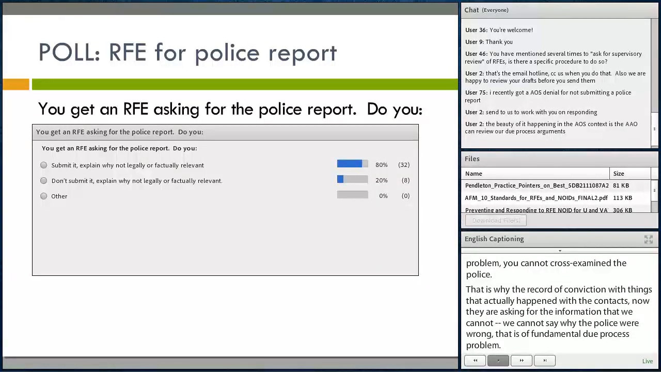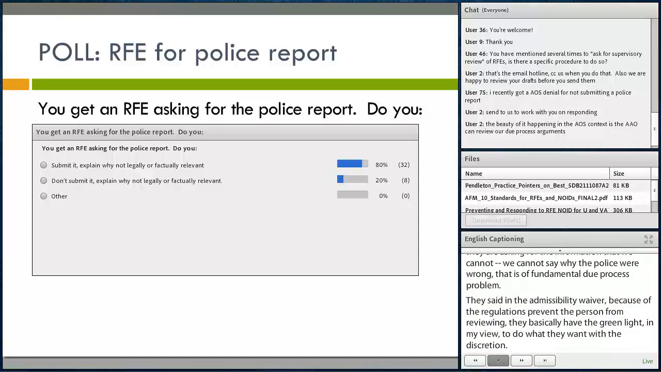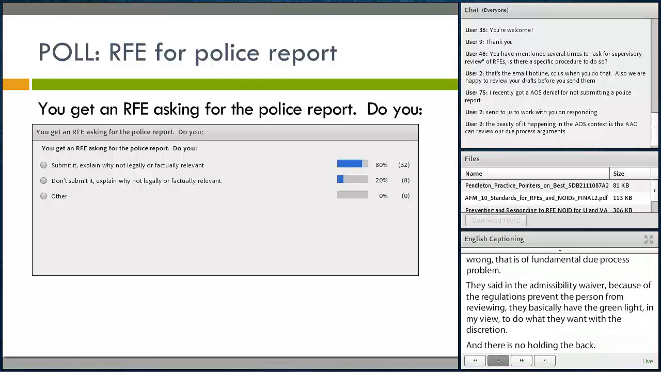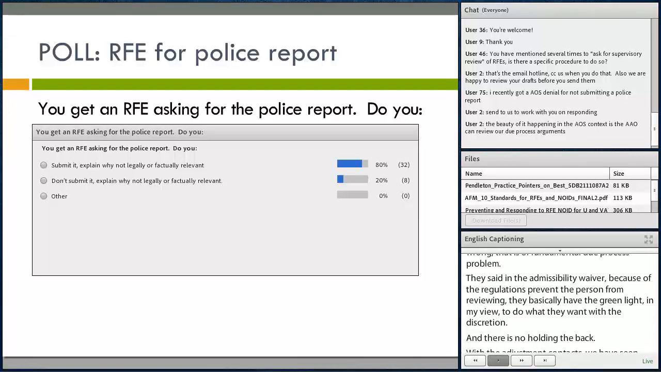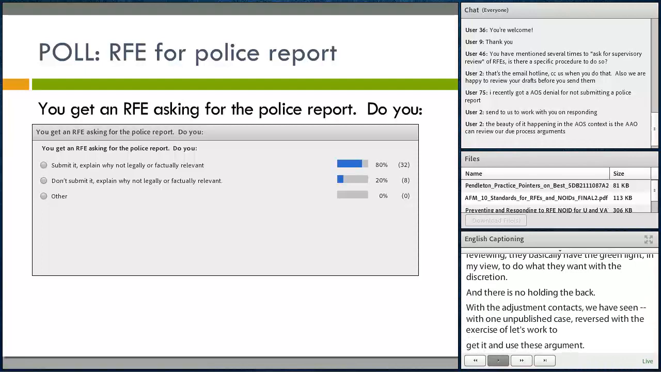But they have said in the admissibility waiver context that because the regulations prevent the AAO from reviewing their waiver discretion, they basically have the green light, unfortunately, in my view, to do whatever they want on discretion, and there's been no holding them back. But in the adjustment context, we actually have seen the AAO, in at least one unpublished case, reverse Vermont on its exercise of discretion. So let's work with you, Melissa, on this case and get it to the AAO, and we can use all these arguments.